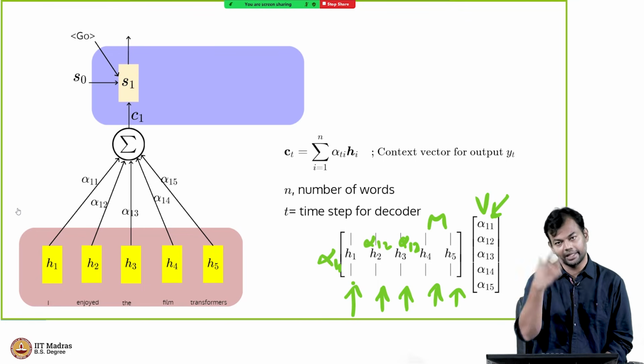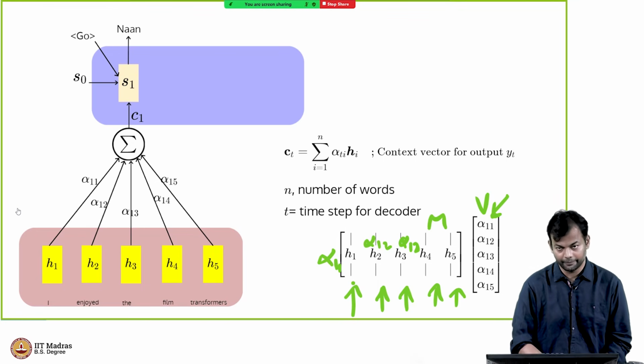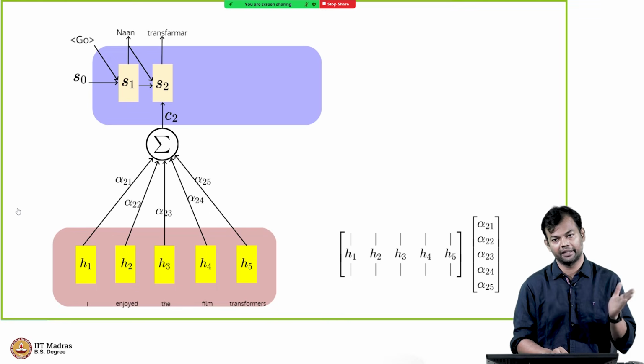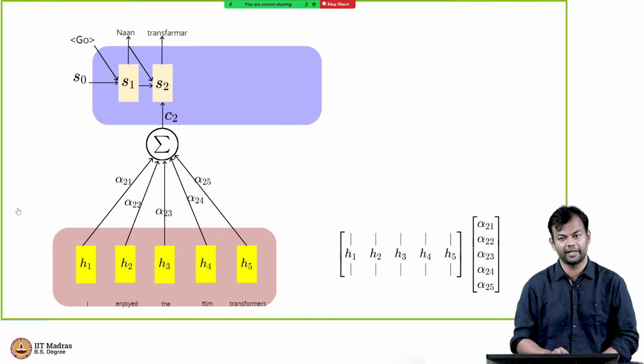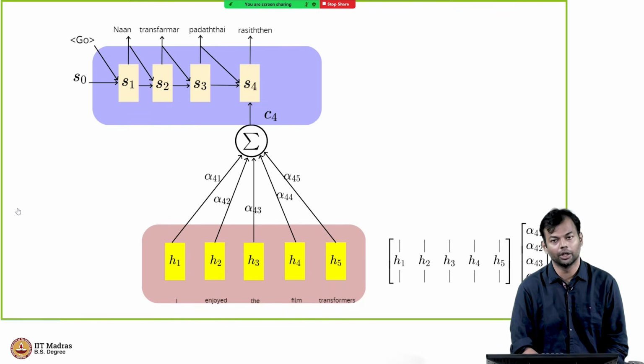RNN, which then produces an output at the end, right? And you keep repeating this at every time step. You do it at C2, then you compute C3, C4, C5, and so on, right? So you keep doing that.